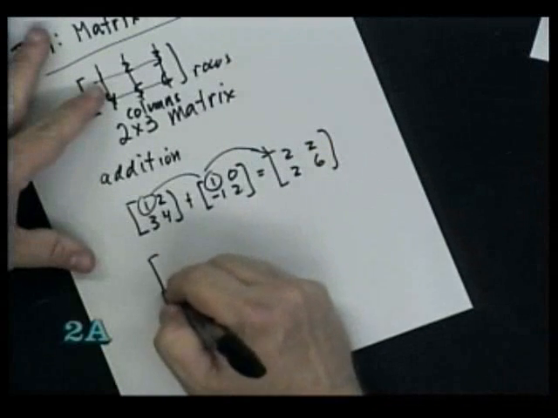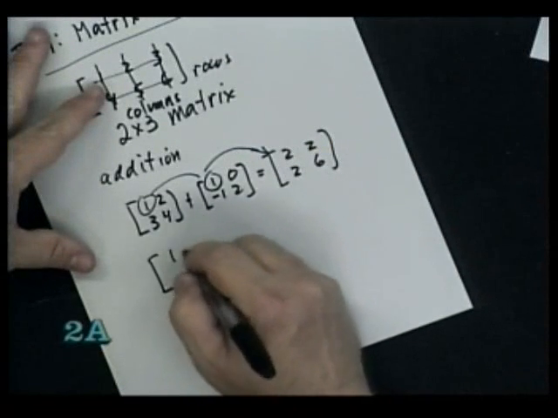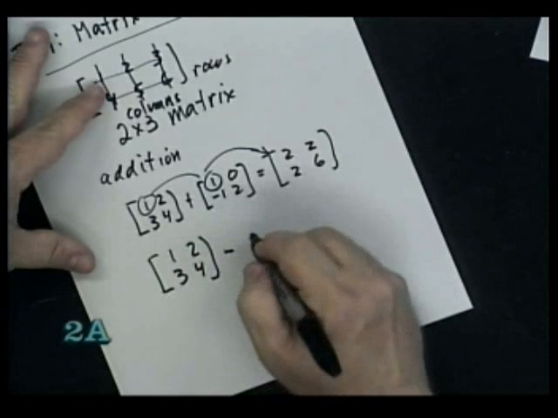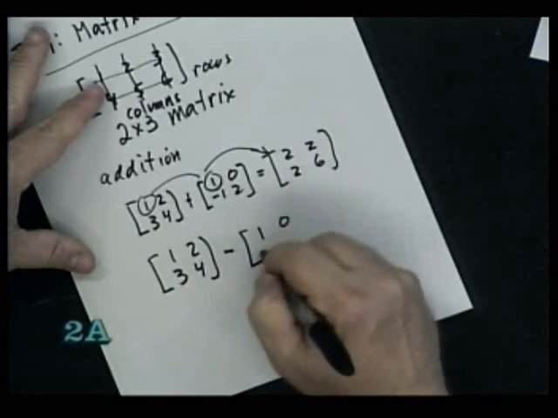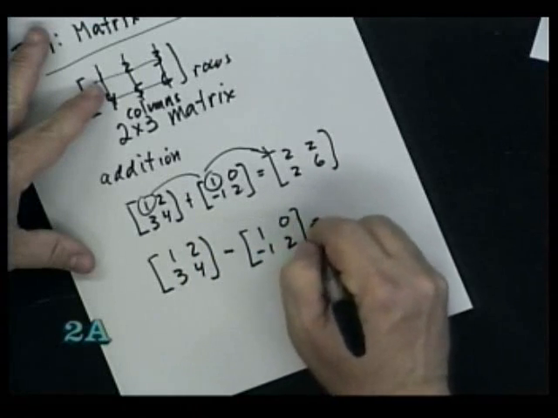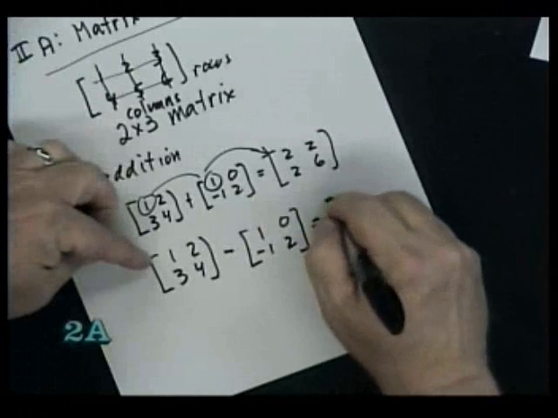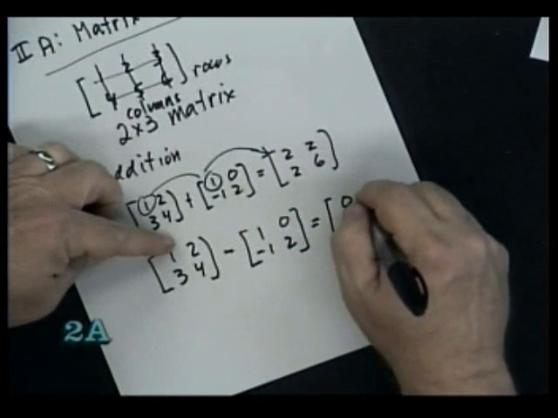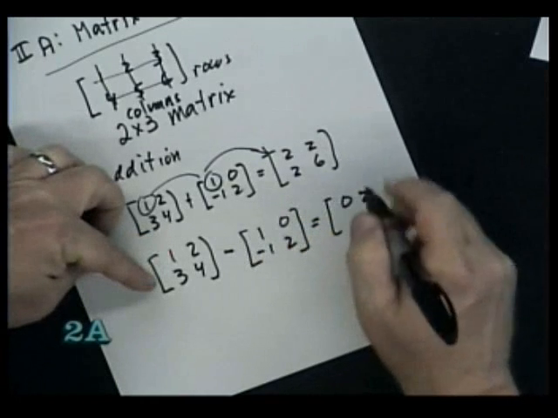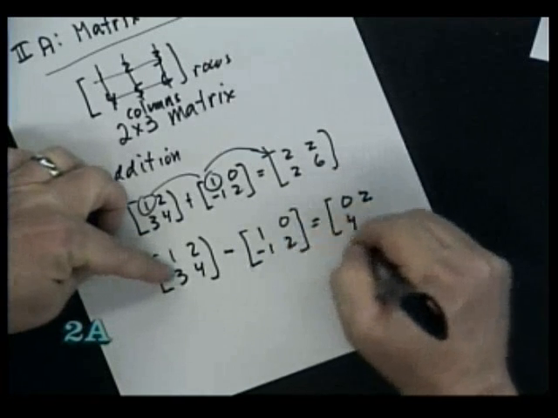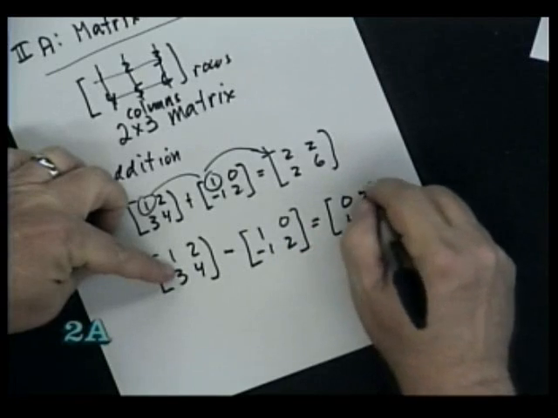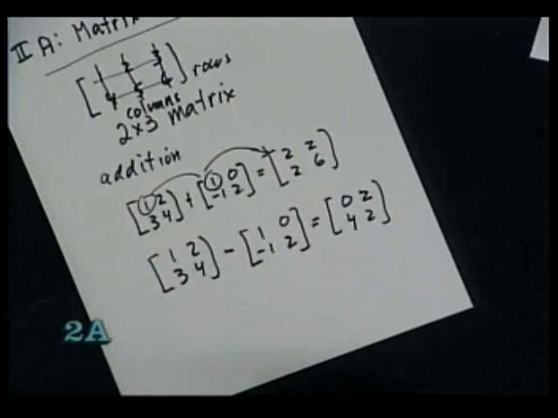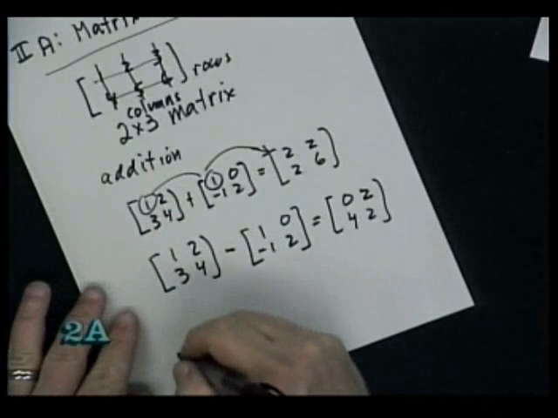Subtraction. 1, 2, 3, 4. Let's subtract 1, 0, negative 1, 2. So now I take 1 and subtract 1, and that gives me 0. I take 2 and subtract 0, and that gives me 2. 3 subtract negative 1 is 4, and 4 subtract 2 is 2. So there's the subtraction. And I know you're also hoping for pretty many of those.